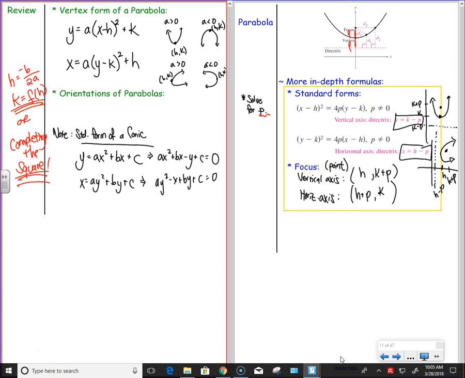It's always going to be a horizontal line in an up-down parabola, and always a vertical line in a right-left parabola. But you go p backwards from the vertex to get to the directrix. It'll always be an equation of a line, hence the x equals, y equals. The x one will be dependent on h, the y one dependent on k. So is hk important? Yes, make sure you have a way to find it.